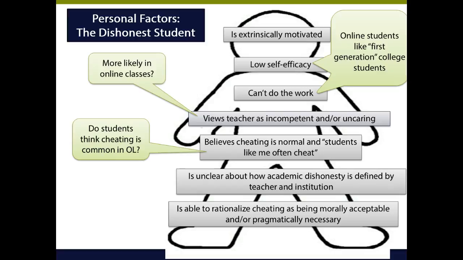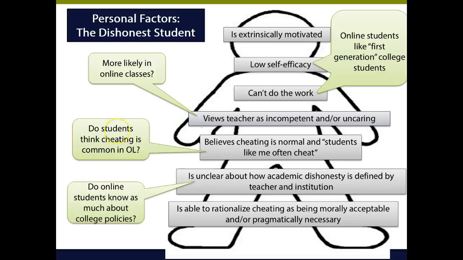Maybe students believe that cheating is more common in online learning, and if they believe that, they may be more likely to do it. Online students may be further removed from what's happening on campus. They may not read the student code of conduct. They may not read the syllabus. They may have just less exposure to the norms at Front Range, and so they may not know what constitutes cheating. They may not understand what constitutes plagiarism.